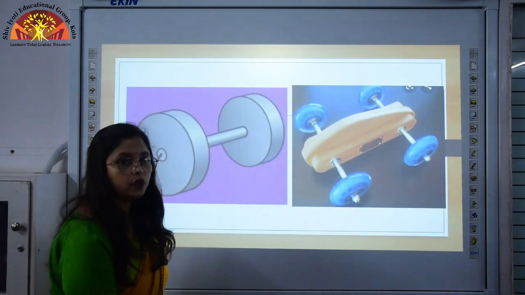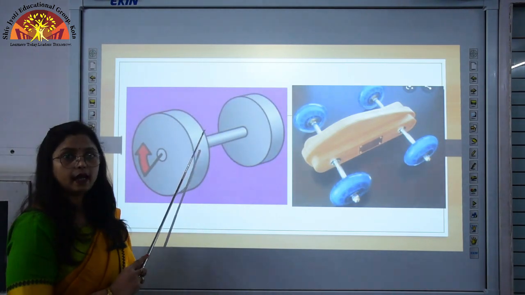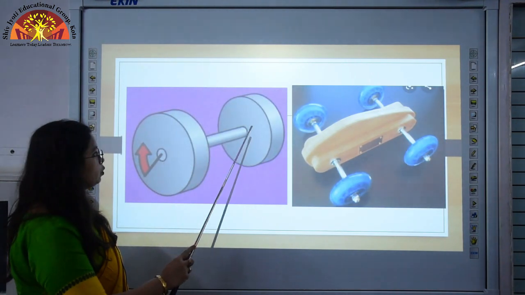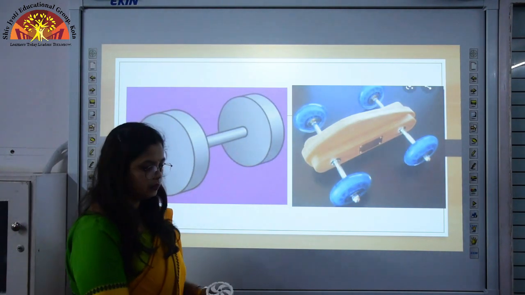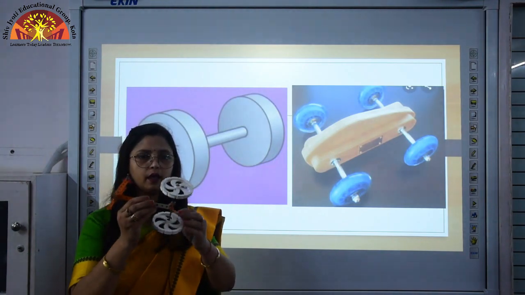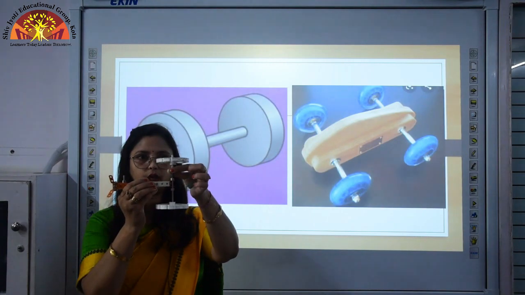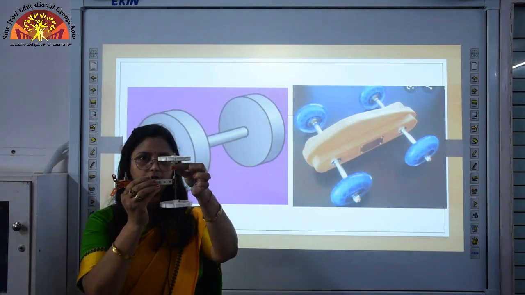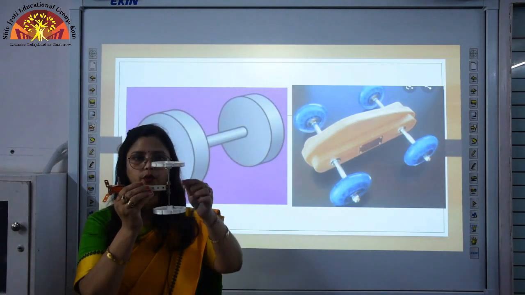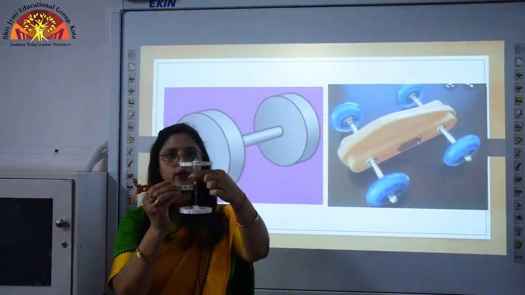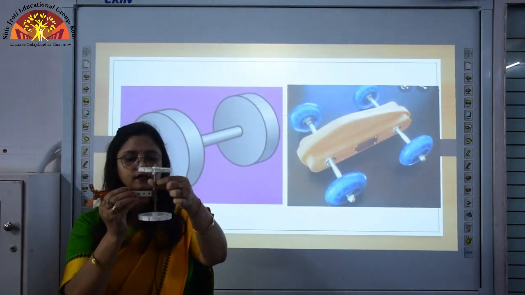Now see children, what happens over here: in a wheel and axle there is a rod which is called an axle. It runs through the two wheels. Now when this rod moves, the wheels also move. So you can see this type of arrangement over here. In this instrument you can see these are the two wheels which are attached with a rod. Now this rod is called the axle and these two are the wheels. Now when we move the rod, the wheels also move. So this arrangement is called wheel and axle.